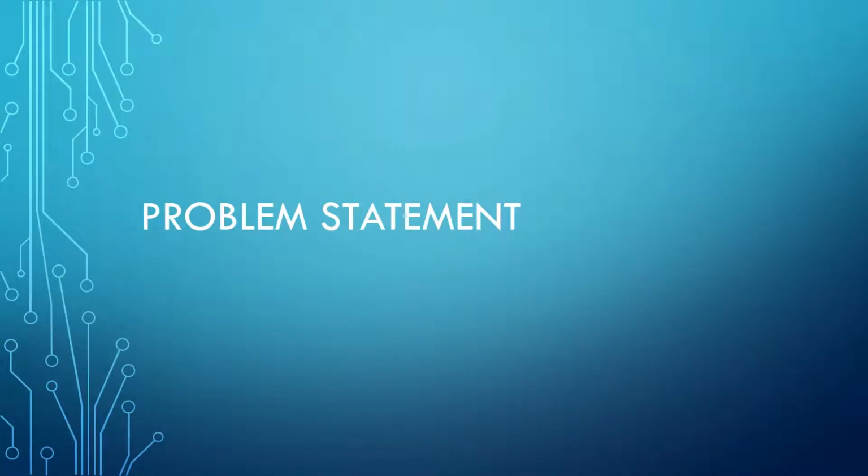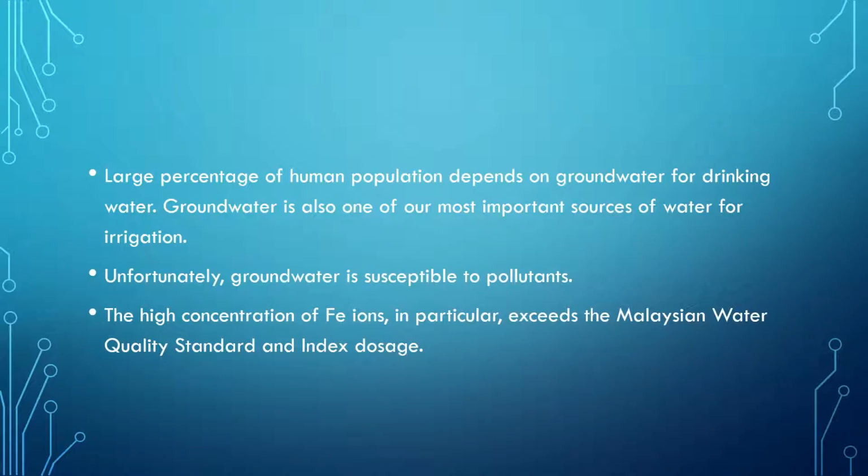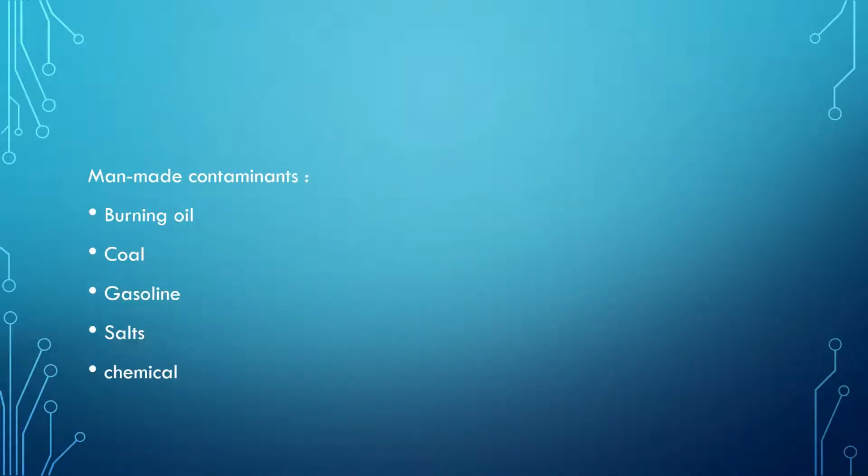Problem statement: a large percentage of the human population depends on groundwater for drinking water. Groundwater is also one of our most important sources of water for irrigation. Unfortunately, groundwater is susceptible to pollutants. The high concentration of ferrous ion in particular exceeds the Malaysian water quality standard and index. This is an example of man-made contaminants like burning oil, gasoline, salts, and chemicals.